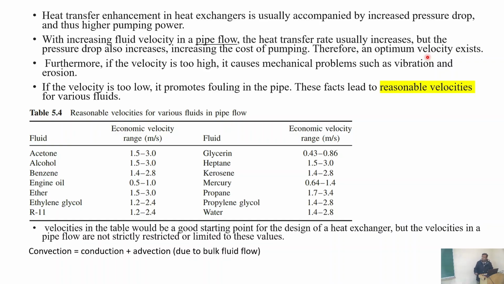Now, if the velocity is too low, then there may be more fouling, because then there is greater residence time, greater time that the fluid spends within the heat exchanger, because it's flowing at a smaller rate, right? And that leads to more fouling. Deposits will form more readily if the flow velocity is low. Now, we have to obviously have some balance amongst these things, and that gives us this kind of range of velocities.